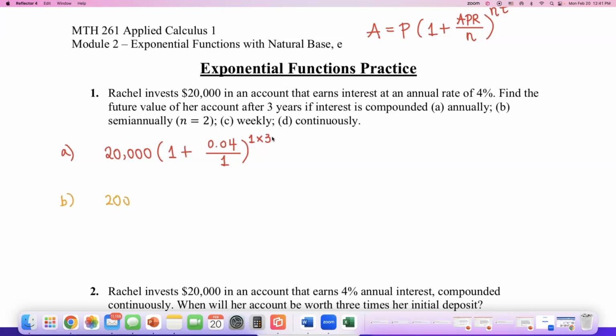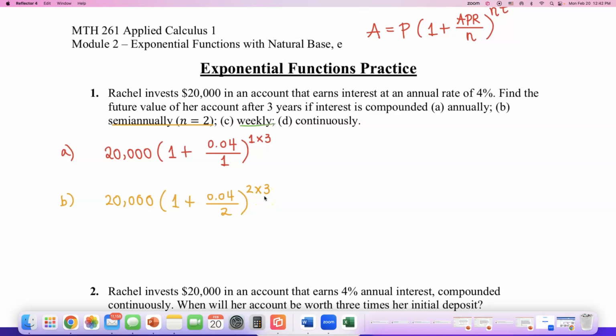So B, they're asking for what kind of compounding? Semi-annual. So N is 2 for that one. So look, 1 plus, divide that annual rate of 4% by 2. So you're going to get 2% there. And how many semi-years do you have in a 3-year period? Well, each year has 2 semi-years, but you're doing it for a 3-year period, so the exponent has to be 6, okay? All right, what's next?